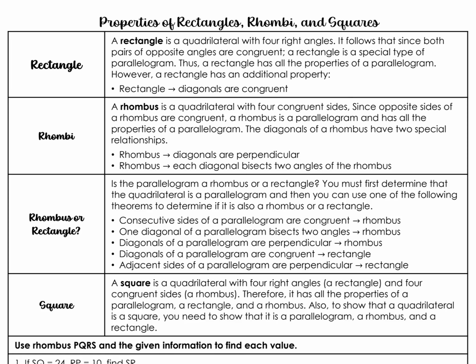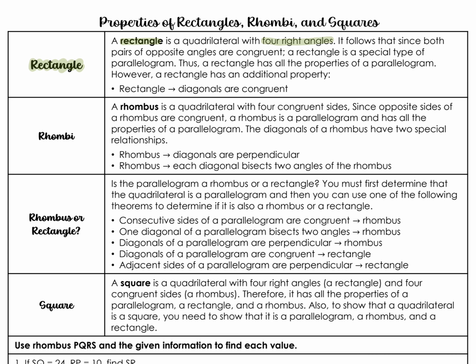In this video, we're going to go over the properties of rectangles, rhombi, and squares. So we're going to start off with our rectangles. And so a rectangle is a quadrilateral with 4 right angles.